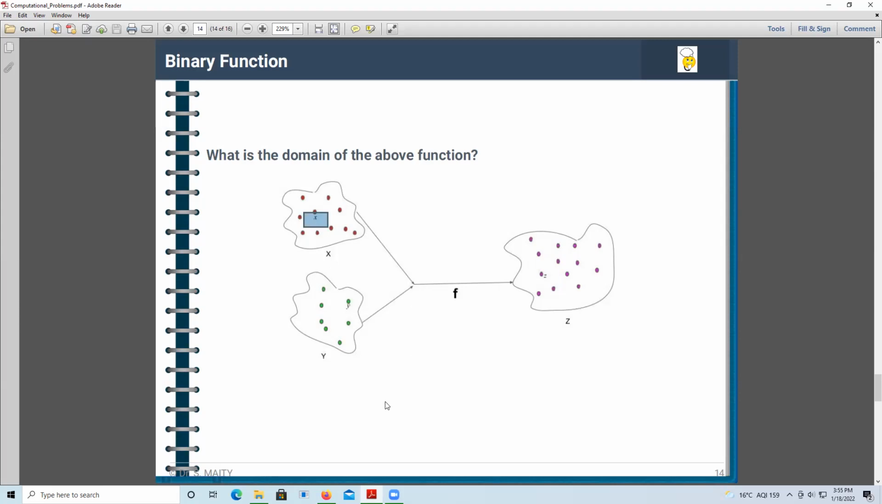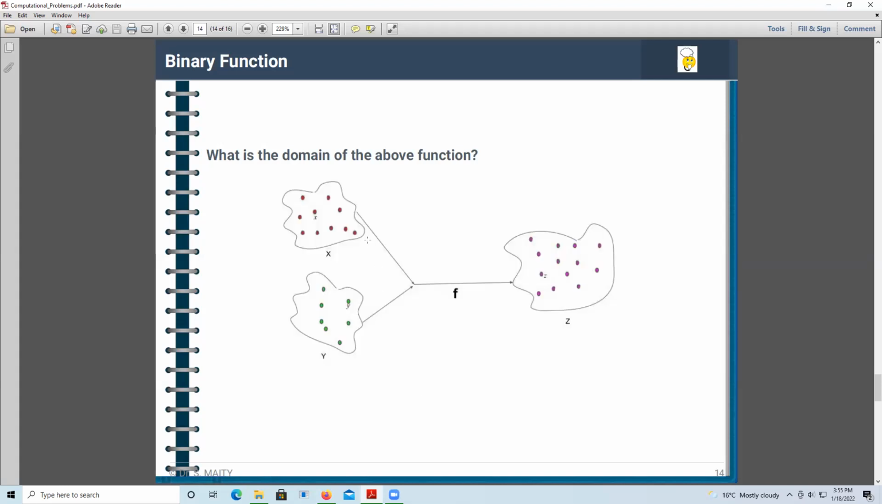X comma y, as I was mentioning earlier in the parenthesis, x comma y. This is the ordered pair. This is one sample input. Then what is the domain? Domain meaning all possible inputs. A small x comma small y within parenthesis is a sample input. So all possible inputs meaning what?